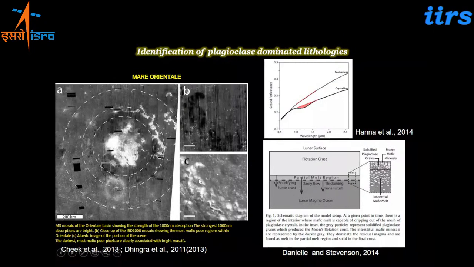The importance of this plagioclase is that plagioclase forms the primary crust of the Moon. It was formed during its initial crystallization process, which resulted in flotation of the plagioclase crystals that formed its upper crust. So that is a part of the primary crust.